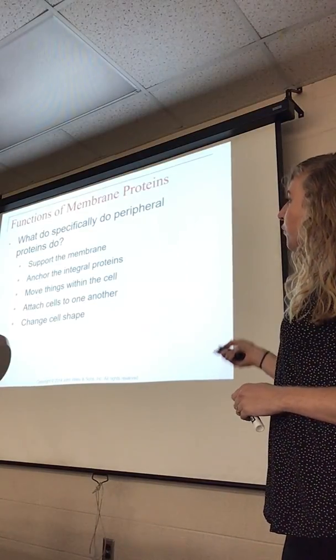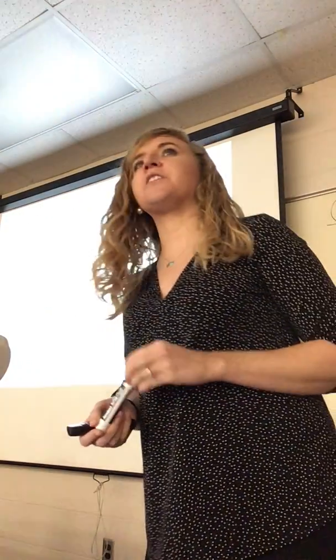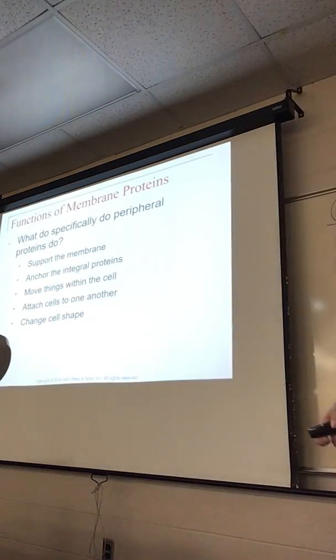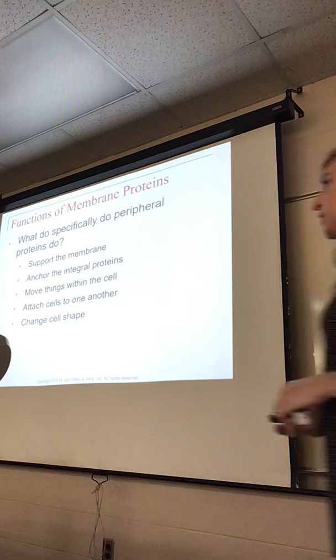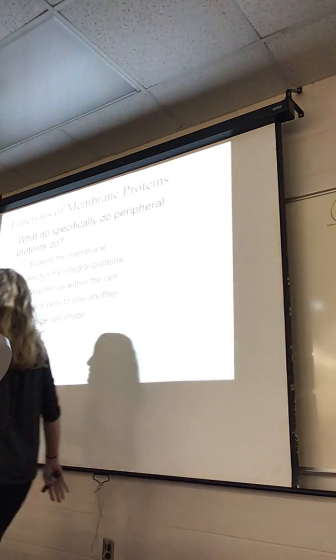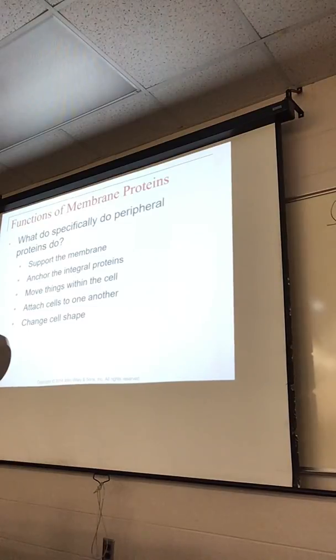They can also move things within the cell. You may have peripheral proteins that are attaching 2 cells to one another. And they can also help alter and change the shape. So these are just things that peripheral proteins or one-sided proteins will do. So just various activities. I didn't make a picture of each one of those.